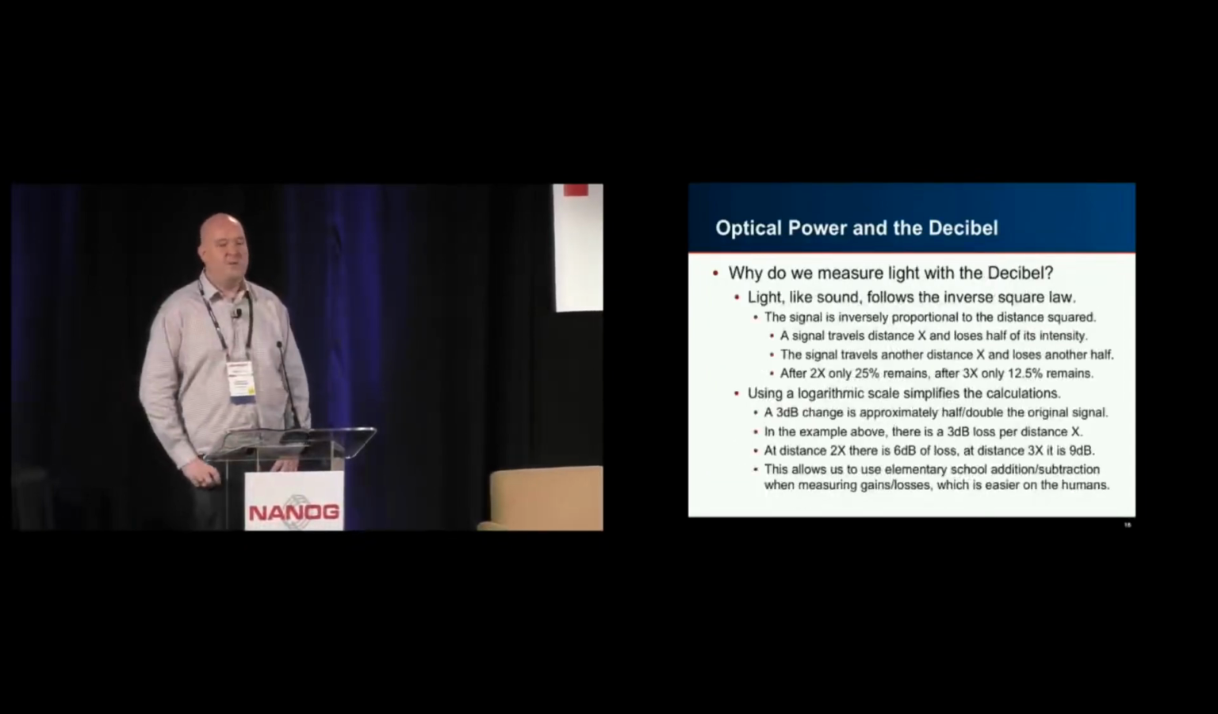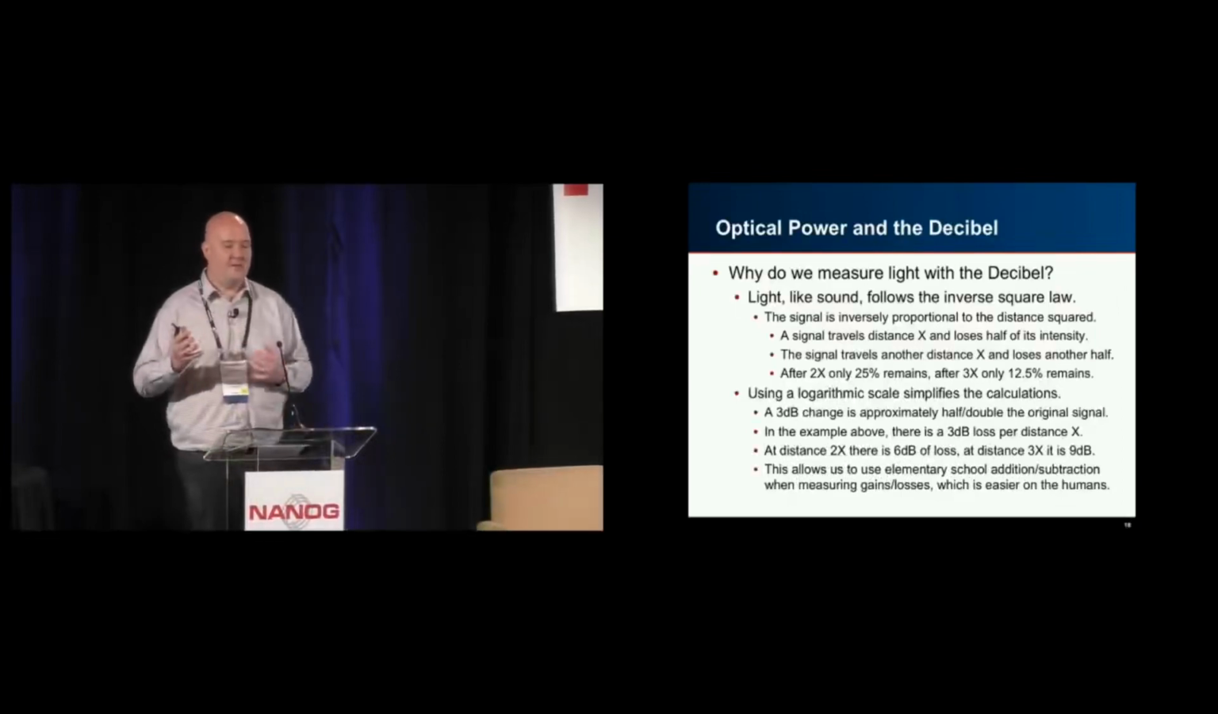So why do we measure with a decibel? Well, light, just like sound, follows what's called the inverse square law. So think about it this way. A signal travels distance x and it loses half its intensity. It travels another distance x, it loses another half of its intensity. So after 2x, you're down to 25% of your signal. At 3x, you're down to 12.5% of your signal. So if you use a logarithmic scale to explain this, then it simplifies the calculations. You can now do this with elementary school arithmetic. So you don't have to think about this in a logarithmic way. You can just think, oh, an x plus an x plus an x. I've gone from 3 dB to 6 dB to 9 dB.